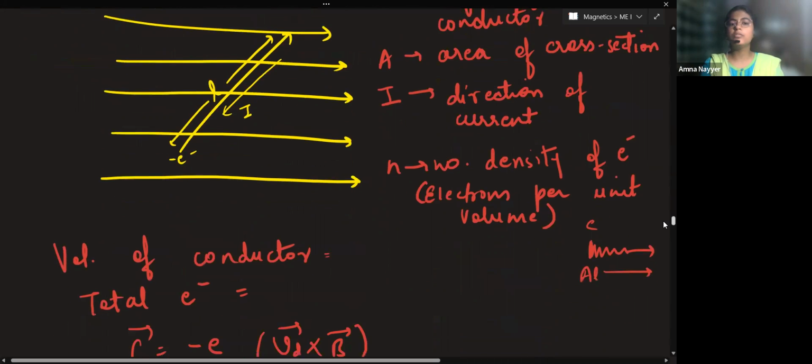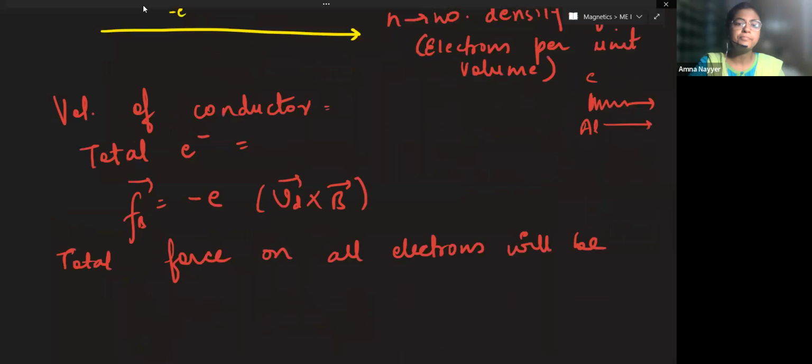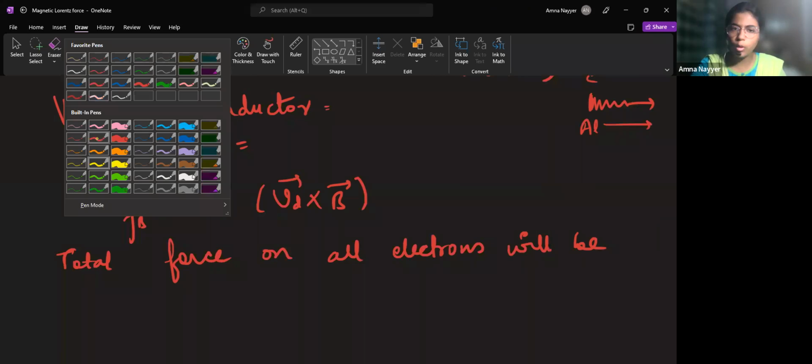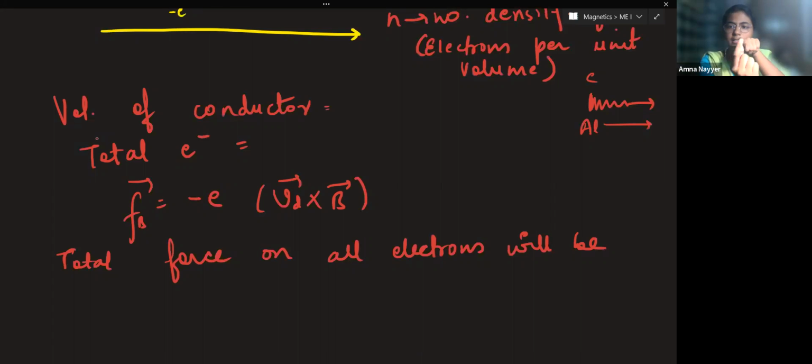So the volume of the conductor will be what? Volume of the conductor will be area multiplied by the length. If this is a cylinder, L is the length and A is the area of this cross-section. So A multiplied by L gives volume. The volume of the conductor becomes AL. This is valid for a single electron, so you have to find out the total number of electrons.